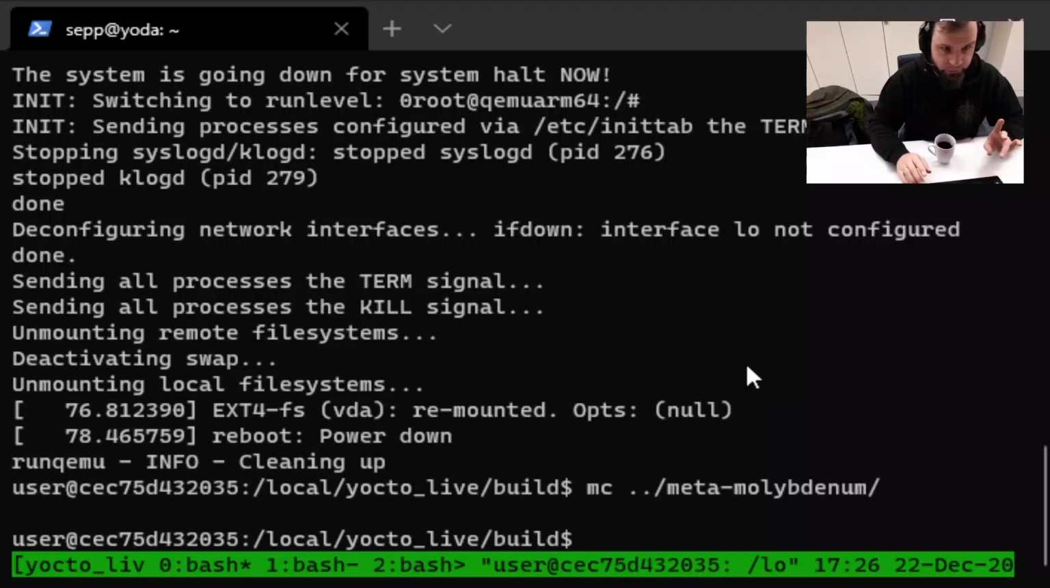So therefore, let's try and build this. Bitbake. I think we should build the payload first, just for the fun of it.